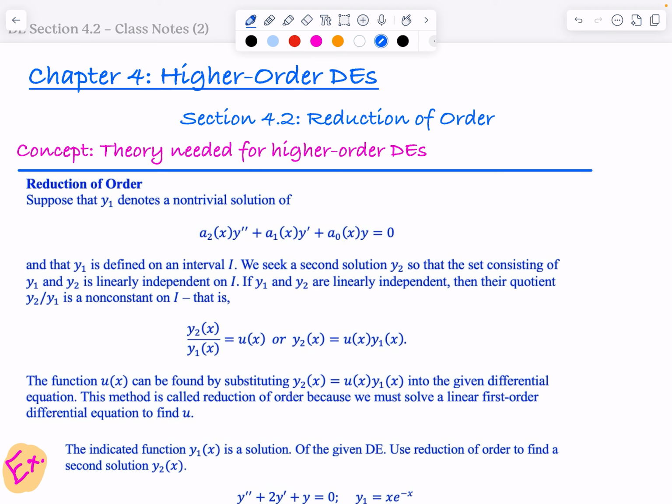Suppose that y1 denotes a non-trivial solution to the second order diffeq, and that y1 is defined on an interval I. We seek a second solution y2 so the set consisting of y1 and y2 is linearly independent on I. Okay, so let's start there, and let's just talk about what that means.